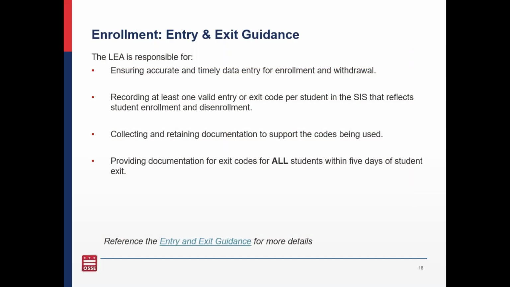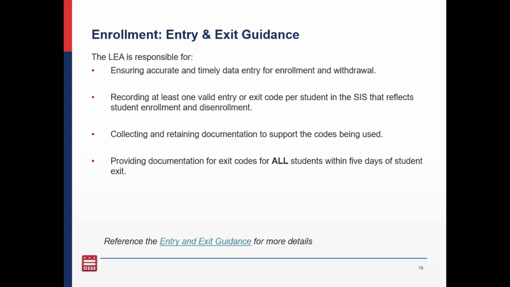So we talked about entry and exit a little bit before, and I provided the entry and exit guidance document. So just to go over this again, it is the LEA's responsibility to ensure accurate and timely data entry for enrollment and withdrawal. You have to record at least one valid entry or exit code per student in the SIS, and it'll reflect the student's enrollment and disenrollment. You have to collect and retain the documentation to support the codes used, and documentation for all exit codes must be provided within 5 days of the student's exit, and that is per the data management policy that Sinead provided and talked about a little bit earlier.